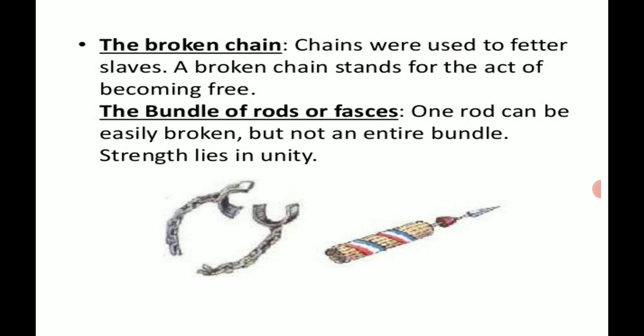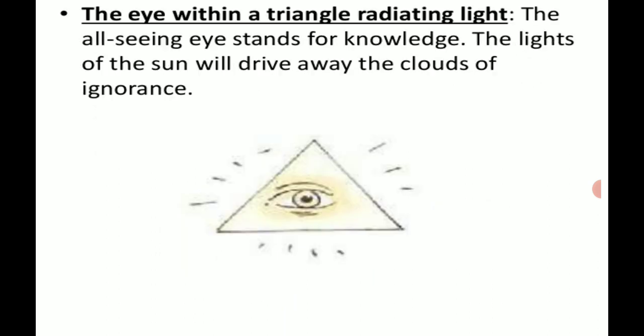The second figure which you are seeing is the bundle of rods or fasces. One rod can be easily broken, but an entire bundle cannot be, isn't it? So the meaning here is that strength will be there only when they are united. The eye within a triangle radiating light, the all-seeing eye, stands for knowledge. The light of the sun will drive away the clouds of ignorance, meaning all should have education and knowledge of what is happening in the country.